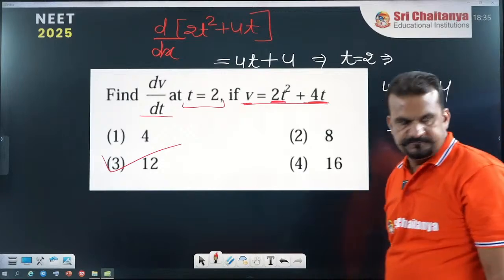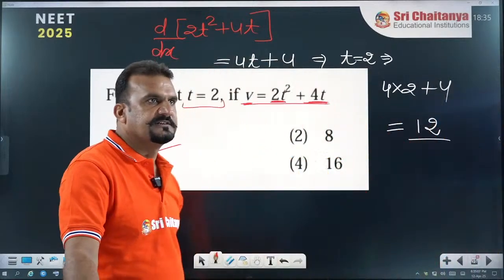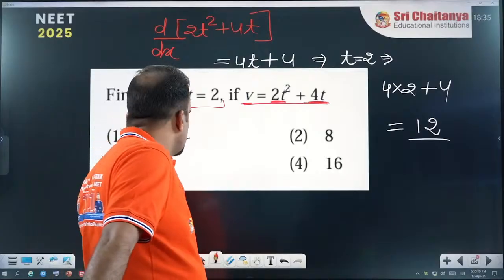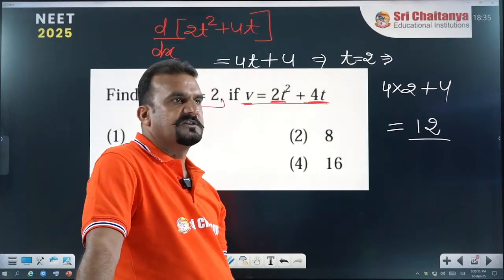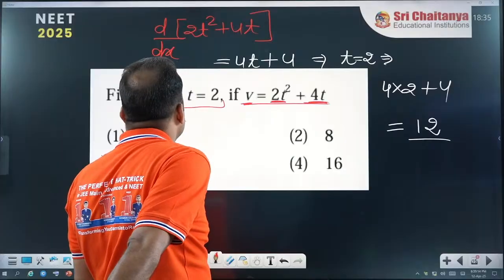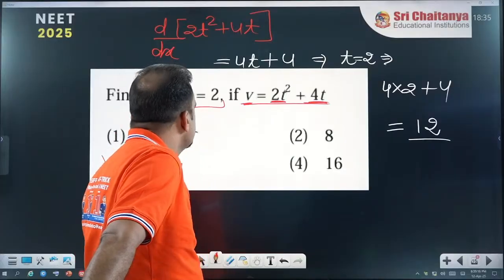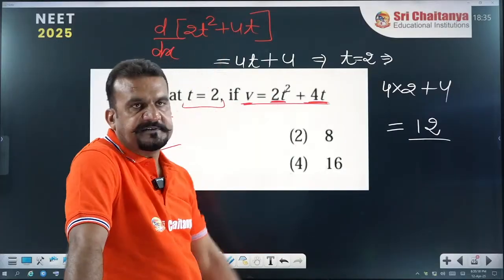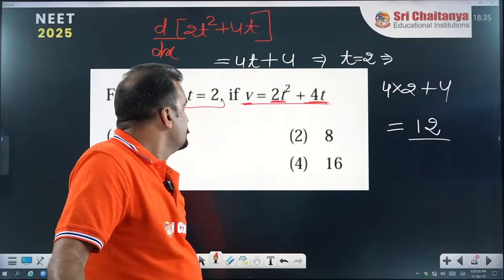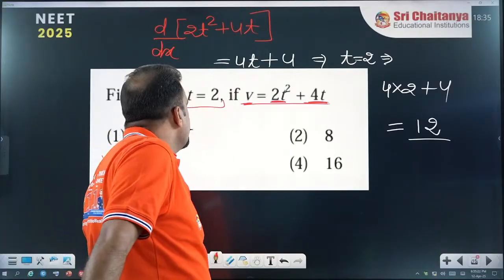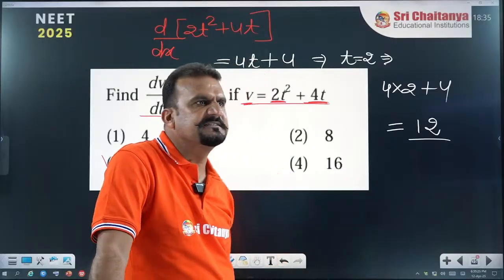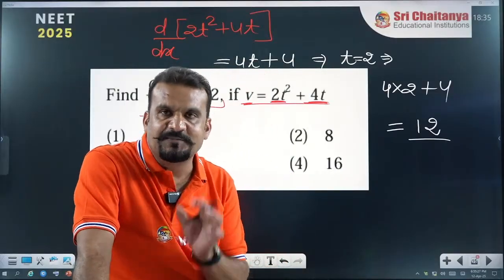That means the third option. In this one, most of the students are right. Yes or no? Some students gave 16 as the answer also. 16 is not the right answer. Which one? 12 is the right answer. 4t plus 4. Put t equal to 2. That means 4 into 2, 8. That means this is a simple calculation. Sometimes this question may be asked.